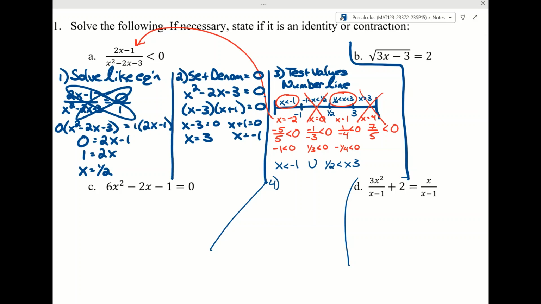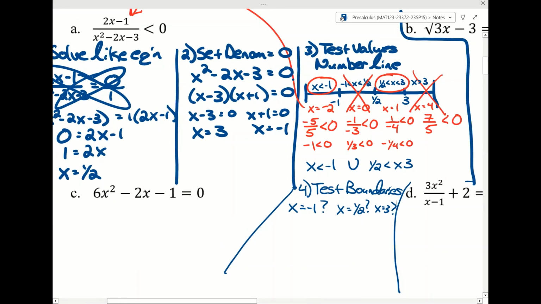The fourth step would be test the boundaries. What I mean by that is, could x be -1? Or could it be 1/2? Could it be 3? And what we have to do is we have to plug those into our calculators and see.